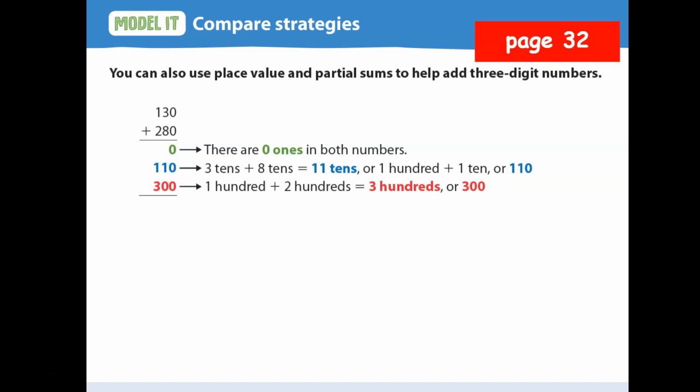Another way to add these, it says you can also use place value and partial sums to add 3-digit numbers. Look, they first added all the ones in the ones place, right? Then they added the tens place, which was 3 tens plus 8 tens equals 11 tens, which is 110. And then they added the hundreds, which is 100 plus 200 equals 300. And then they just added those together. So 0 plus 0 is 0, 1 plus 0 is 1, and 1 plus 3 is 4. Okay, again, just another way that they did it.